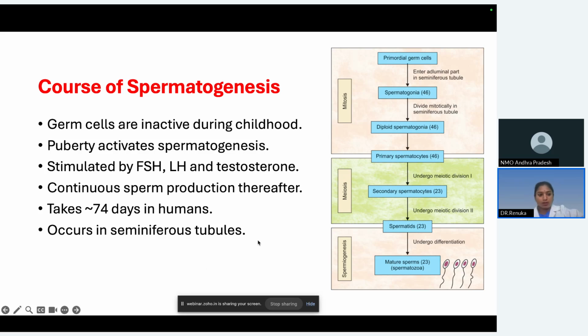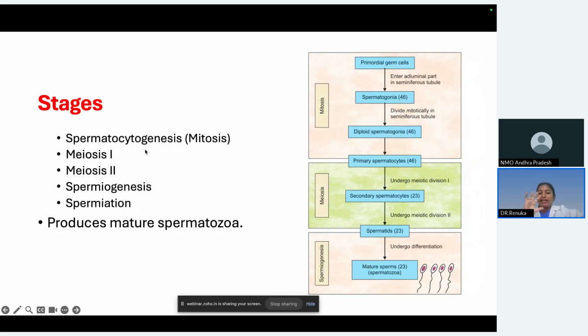Coming to the stages of spermatogenesis, you have to remember this as it is in your brain. First stage, spermatocytogenesis. You can repeat with me also. The first stage is spermatocytogenesis. Here mitosis occurs. And then we have meiosis 1, meiosis 2, spermiogenesis and spermiation. I repeat: spermatocytogenesis, meiosis 1, meiosis 2, spermiogenesis and spermiation. Okay, we will go through it one by one.